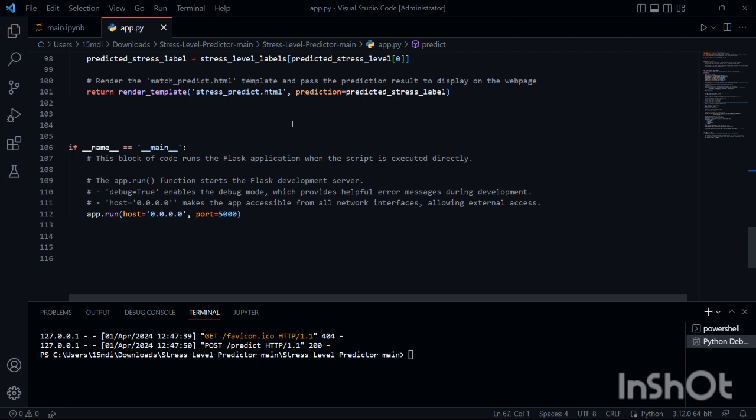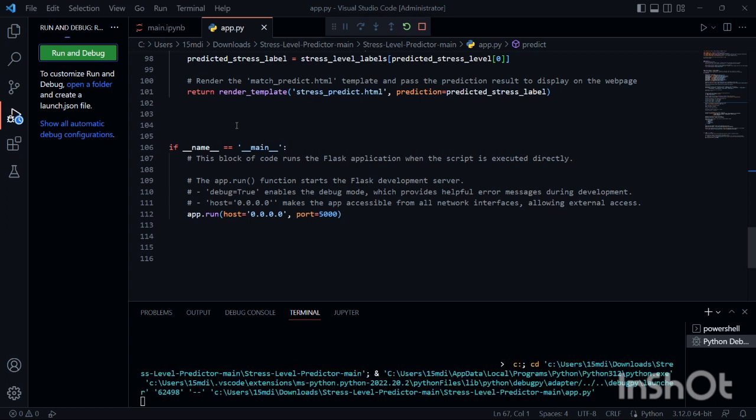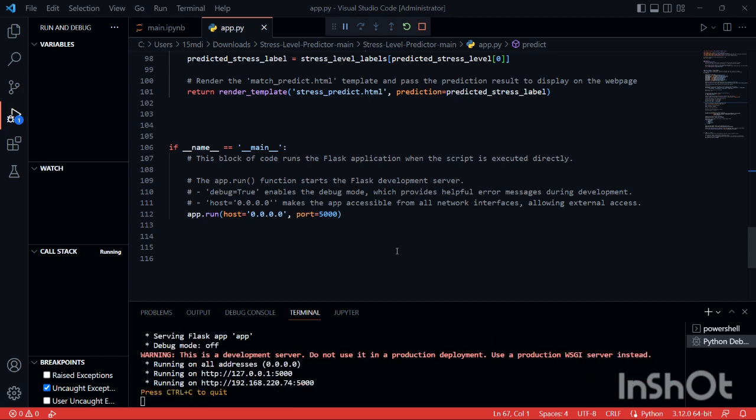Now we have to run the project. Let's run. The app.run function starts the Flask development server, and debug equal to true enables debug mode. We have to enable this, and host 0.0.0.0 makes the app accessible on all network interfaces. So the link was provided. We just open it.